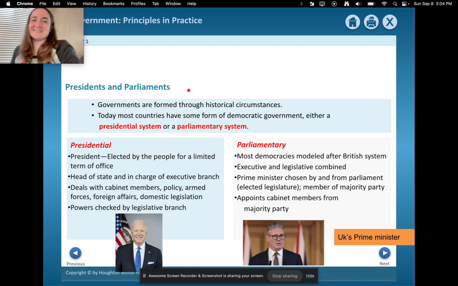So let's talk about presidents and parliaments. Governments are formed through historical circumstances, as you probably learned in U.S. history, like the Revolutionary War. Today, most countries have some form of democratic government.